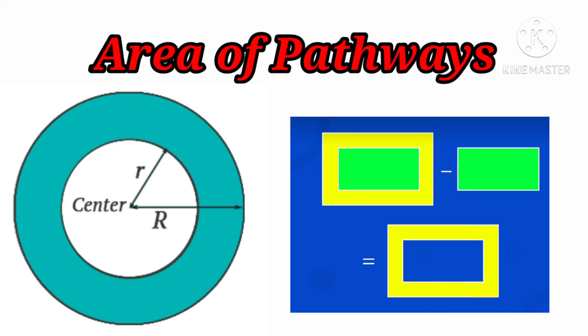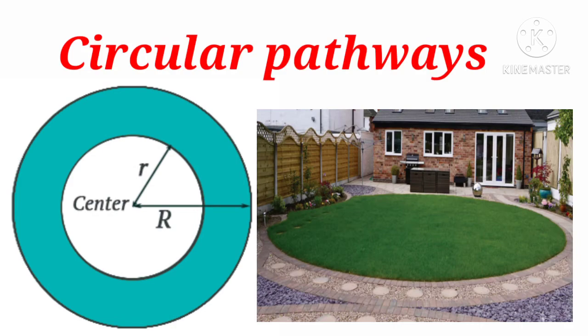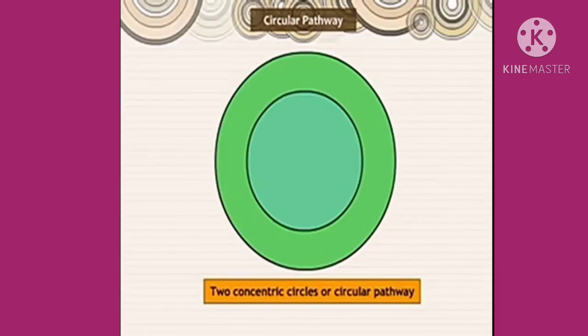Area of pathways. We come across pathways in different shapes. Here we restrict ourselves to two kinds of pathways, namely circular pathways and rectangular pathways. Circular pathways. We observe around us circular shapes where we need to find the area of the pathway.